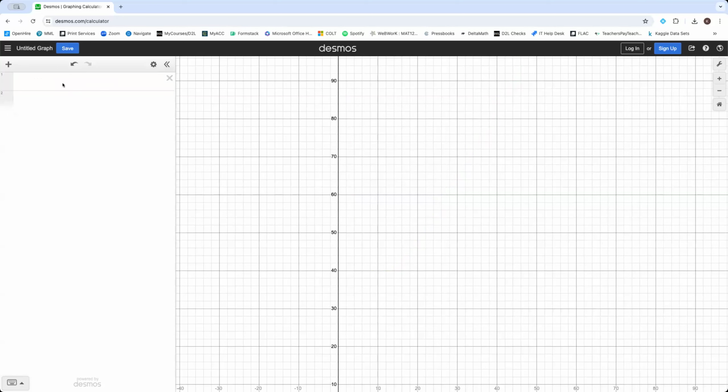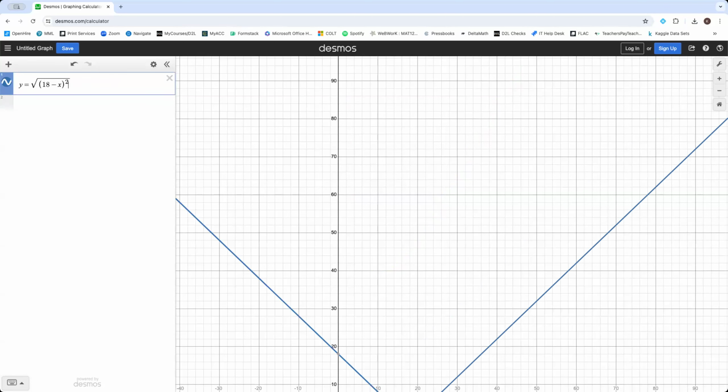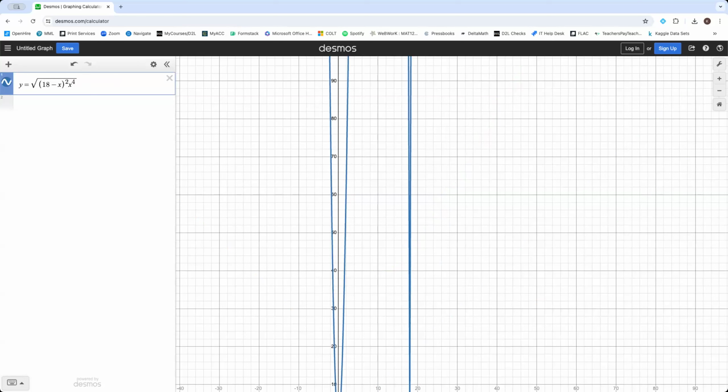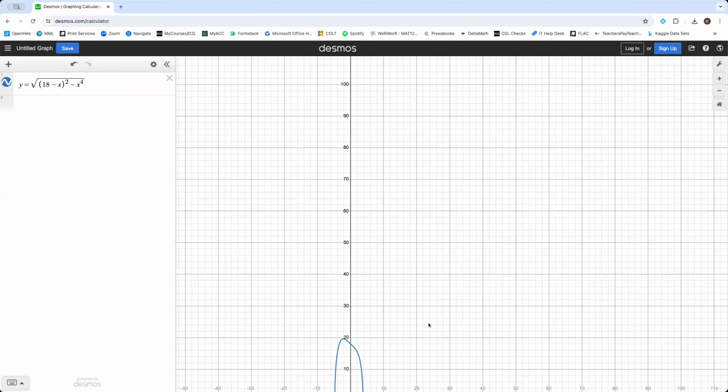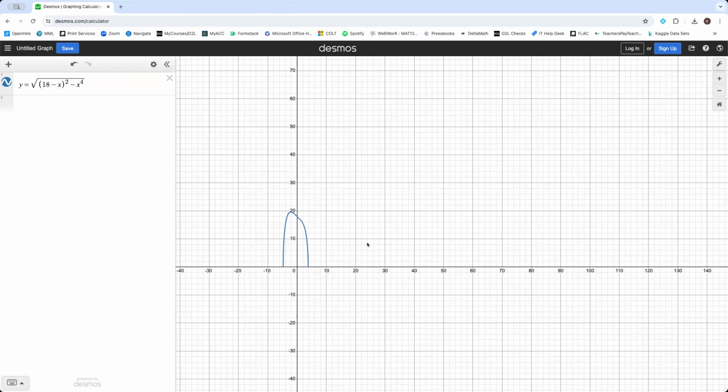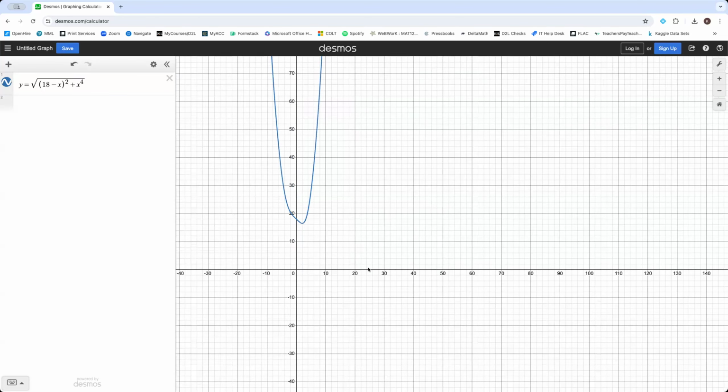All right, so back to Desmos, we're going to clear out that previous equation. We're going to do distance equals, so that's going to be our y. This y equals the square root of 18 minus x squared. Make sure you scroll out of that exponent, but stay under the radical. Oh, I'm sorry, it should be plus x to the 4th. Wondering why that graph looked so funny.